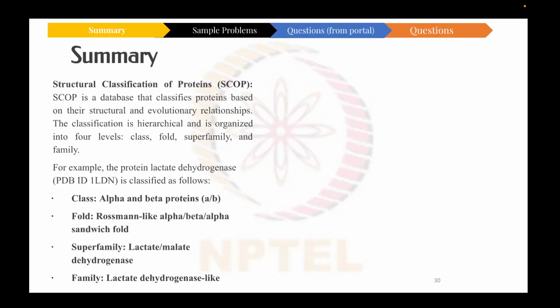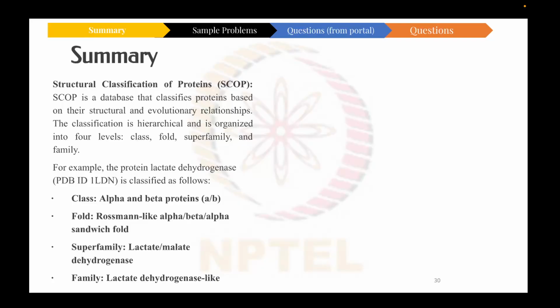Yes, SCOP is a database, the Structural Classification of Proteins, that classifies proteins based on their structural and evolutionary relationships. The classification is hierarchical and is organized into four levels: class, fold, superfamily and family. Proteins are initially classified into one of the seven broad classes based on their overall shape and architecture. Within each class, proteins are further classified into folds based on their secondary structure content and arrangement.